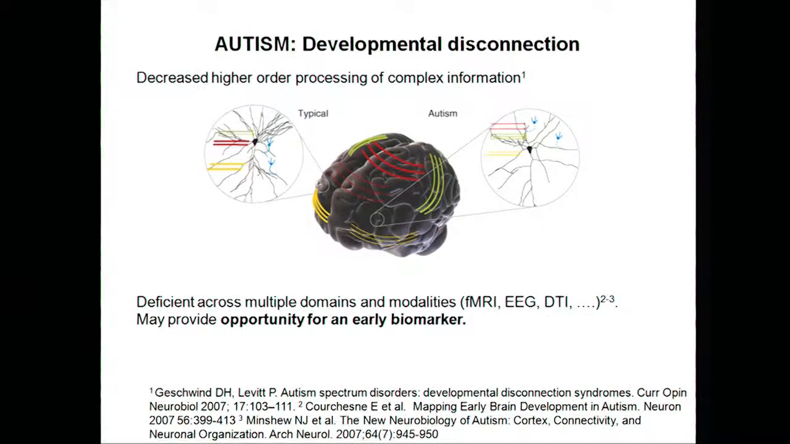And this has been shown not only through anatomical studies, as Dr. Sung was mentioning, but it's actually been quite a consistent finding across multiple modalities, including fMRI, EEG, and DTI studies, which I will talk a little bit about. And it is a model that has also been referred to as the first firm finding in autism, where many people were searching for common mechanisms in autism. It also may prove an opportunity for an early biomarker.